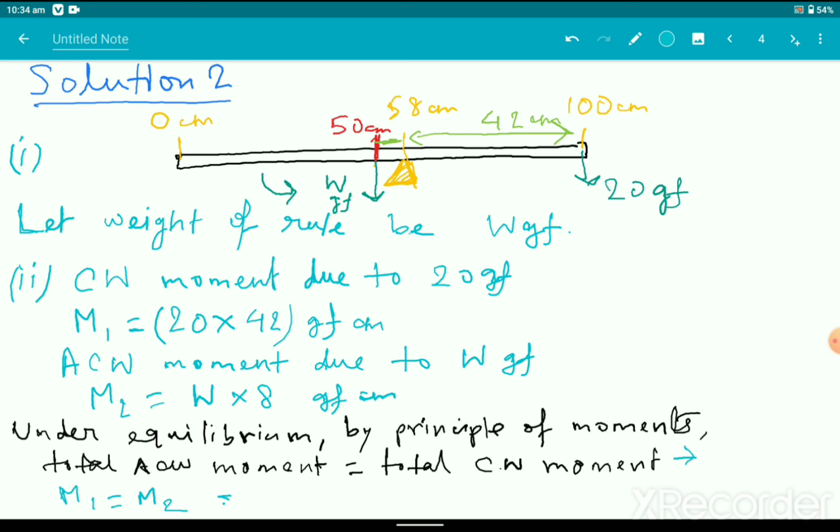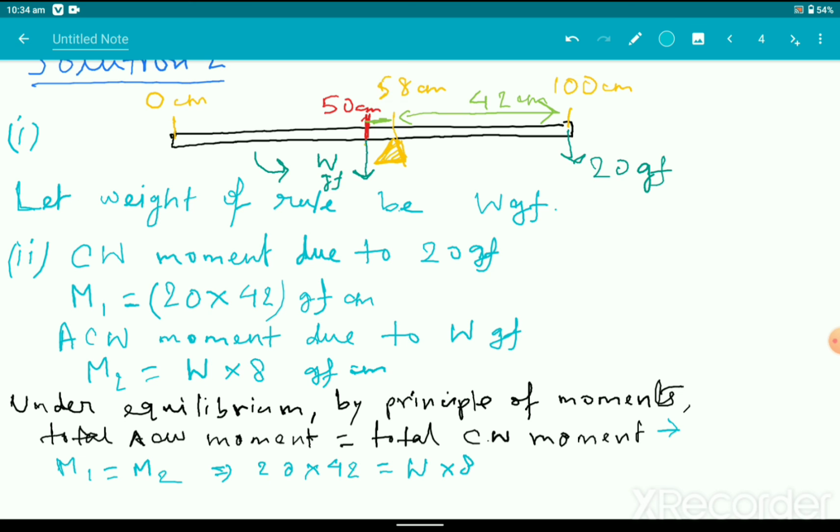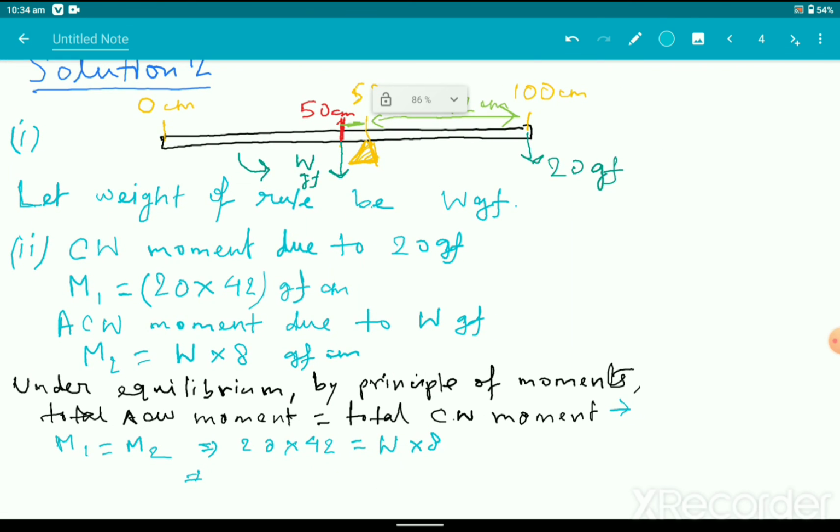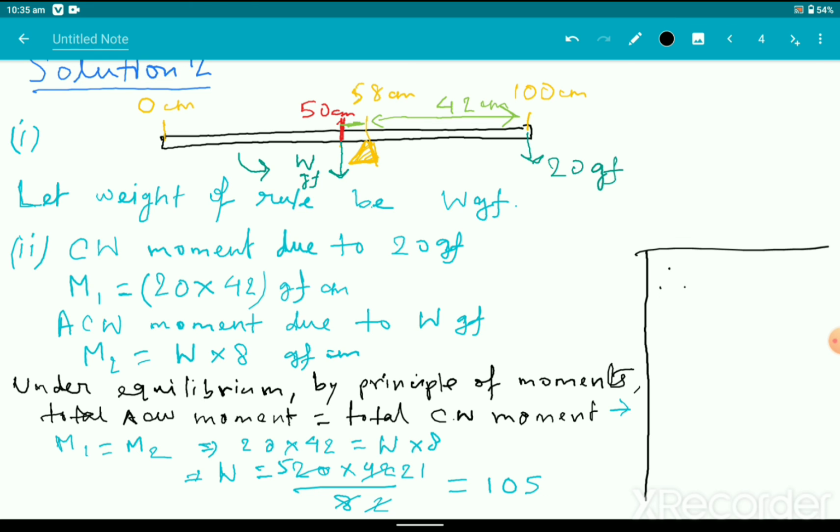From this you can write 20 into 42 will be equal to W into 8, or W equals 20 into 42 by 8. So 4 2 is 8, 4 5 is 20, 2 21, so the result comes out to be 105. Hence, therefore the weight of the meter rule is equal to 105 gf.